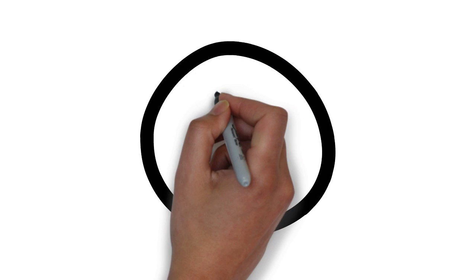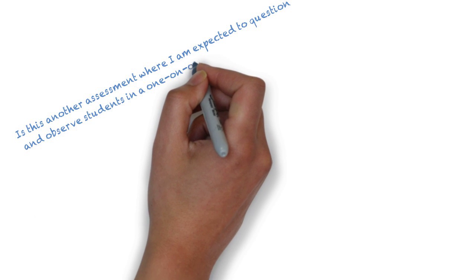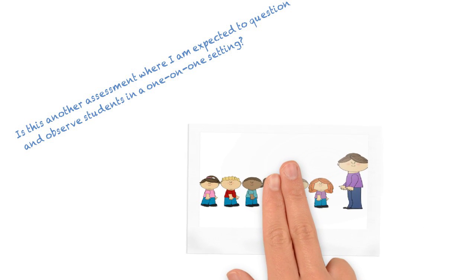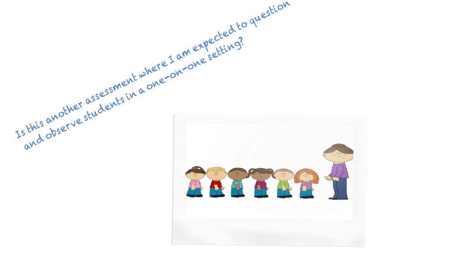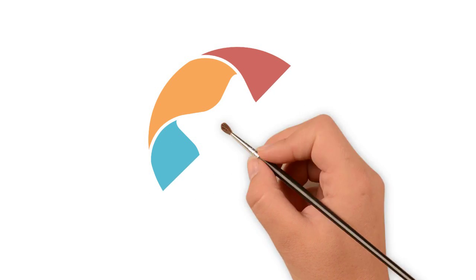A second question that is often asked is, will this be another assessment where I'll be observing and questioning students in a one-on-one setting? While there are times when working in a one-on-one setting that is helpful relative to instruction and assessment, this assessment happens in real time. Formative assessment is at the heart of teaching. It's what good teachers already do. So, where and how do educators begin the North Carolina formative assessment process?